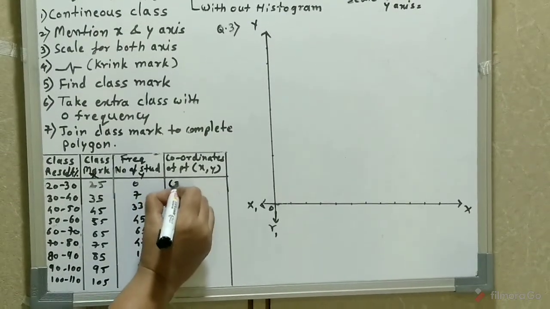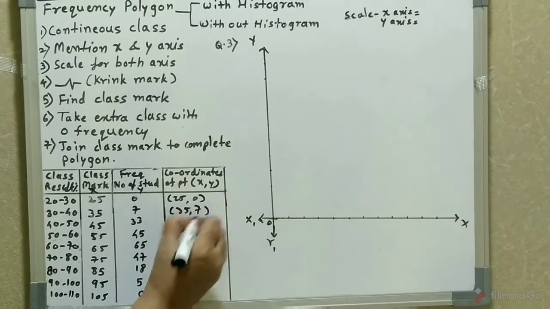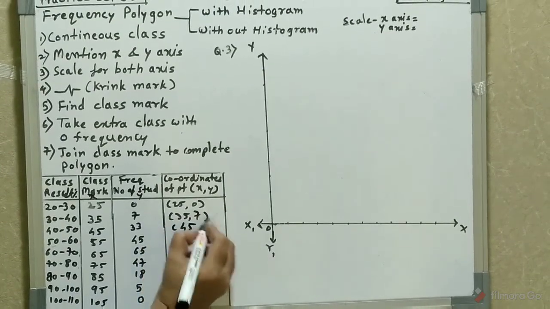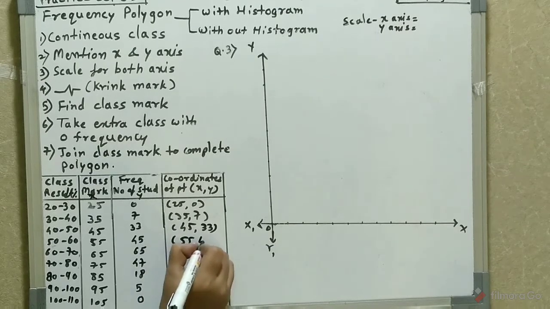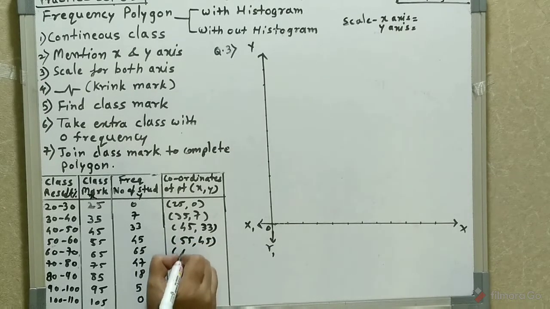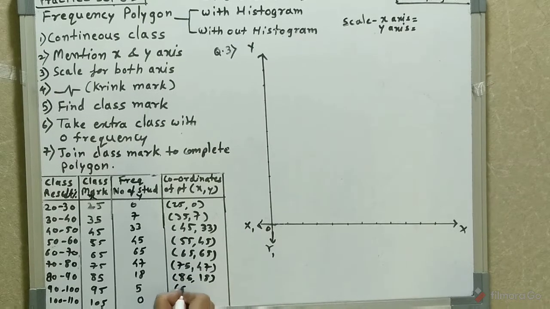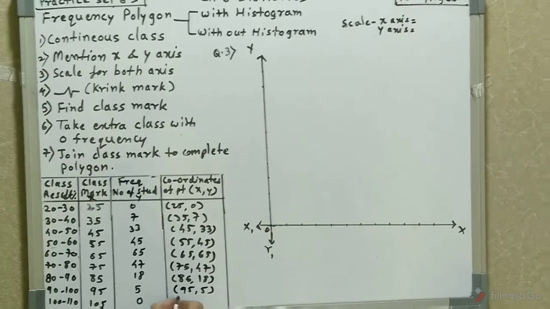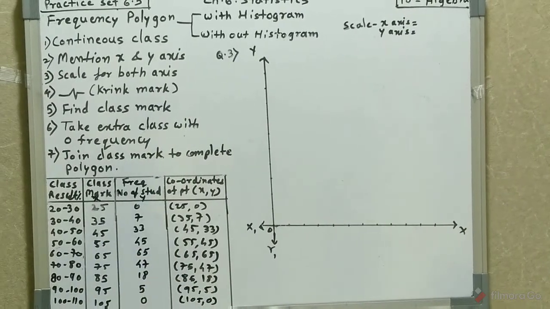So our coordinate points: 25 to 0, here 35 to 7, 45 to 33, here 55 to 45, then 65, 65, here 75, 47, 85, 18, 95, 5 and last 105, 0. Okay, so these are our coordinate points.